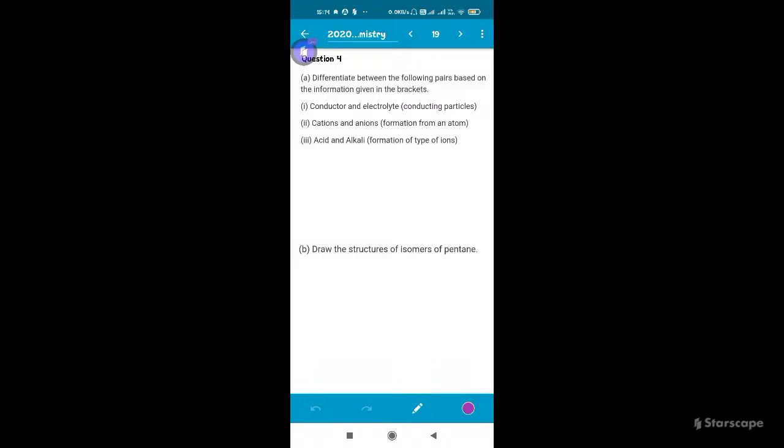You know this very well, that in a conductor the electrons are responsible for conducting electricity. Electrons or the free electrons. So you can write that in a conductor the free electrons are the conducting particles, but in case of an electrolyte it is the ions. The ions are responsible for conduction of electricity. So in case of conductor the answer will be free electrons, and for electrolyte the answer will be ions.